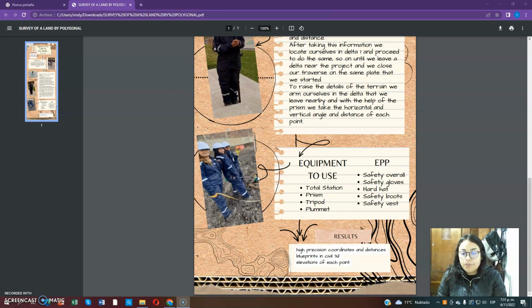Results: high precision coordinates and distances, blueprints in Civil 3D, elevations of each point.